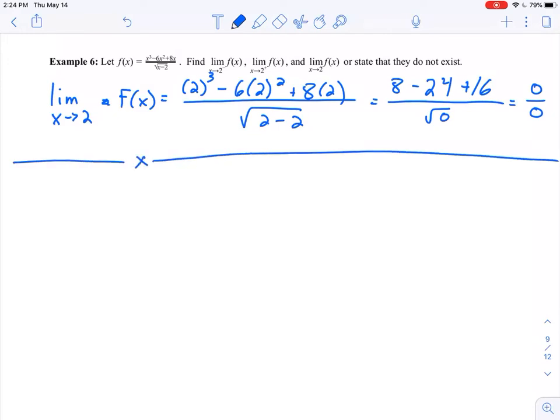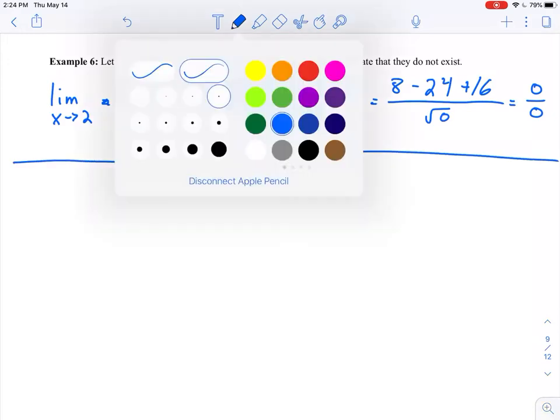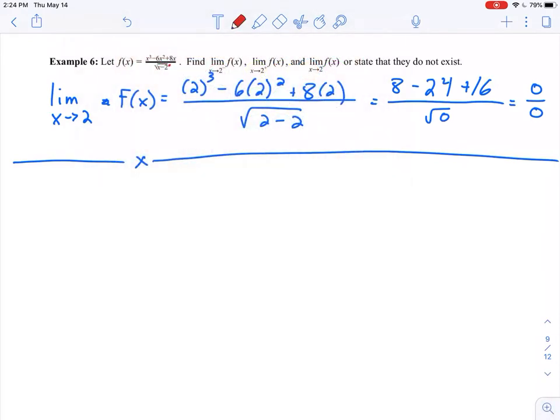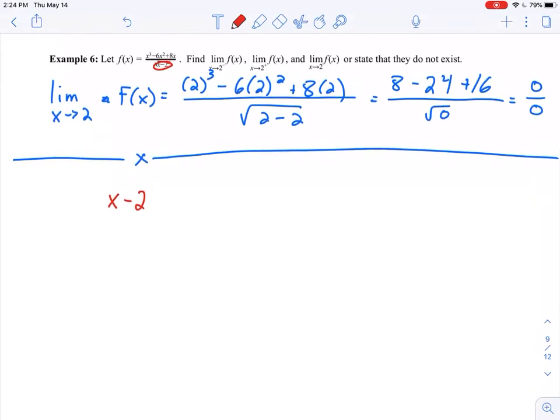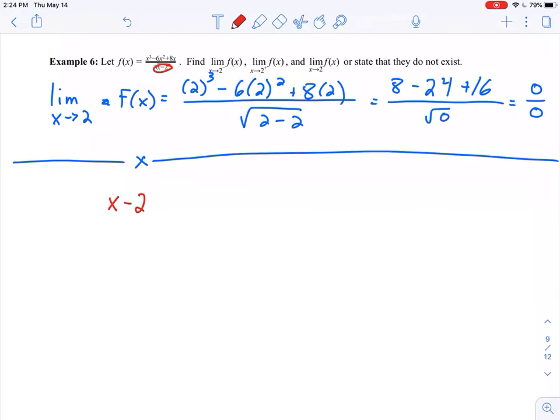So maybe let's try this. I'm going to take just the part that's inside of the square root. So not the square root itself, just the part that's inside of the square root, x minus 2. I'm going to go ahead and find the domain of that function. I'm going to find out where this function is positive. We know it can't be 0 because then we're dividing by 0. We run into the same problem that we just did up here. So I'm going to say, where is this function greater than 0?